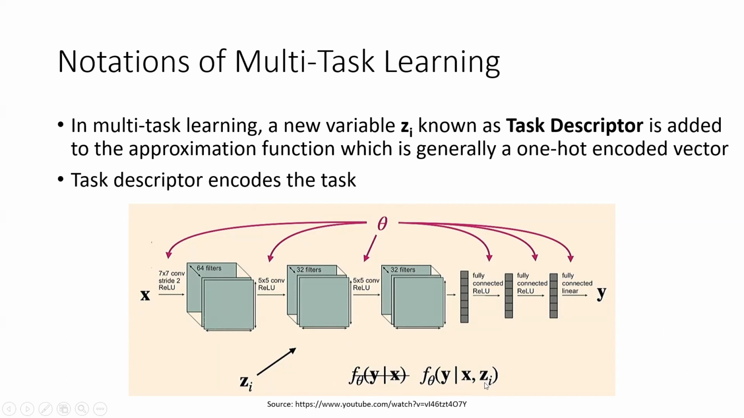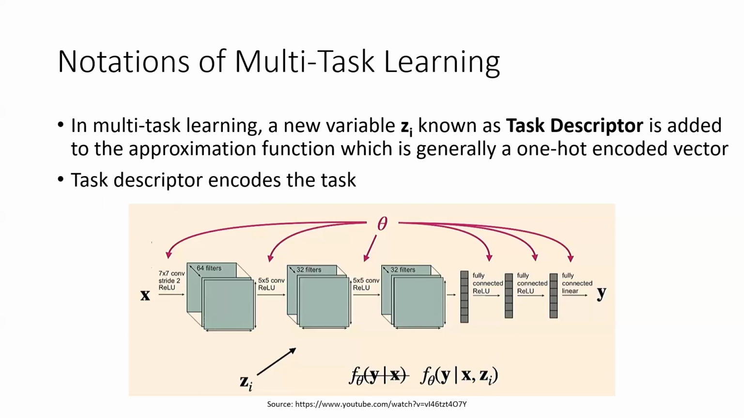So zi is known as the task descriptor, which is a representation, which may be simply an integer or something, right? So which is uniquely representing the task which is running, right? So here what we are referring to is multitask learning. When it comes to multitask learning, we don't use this one for the approximation function. We use this one, right? Because when there is only one task, this is correct. But when there are multiple tasks, you should have the task descriptor inside the function, right?